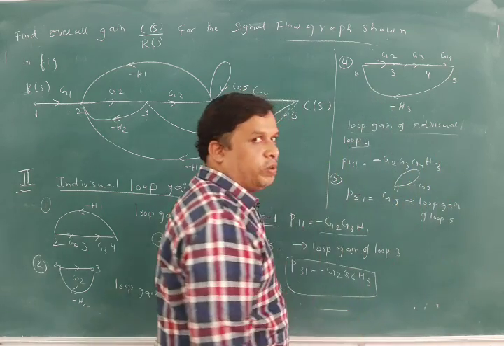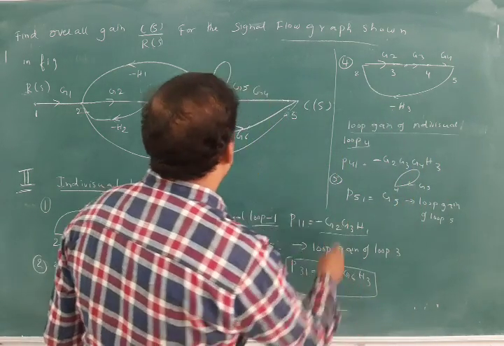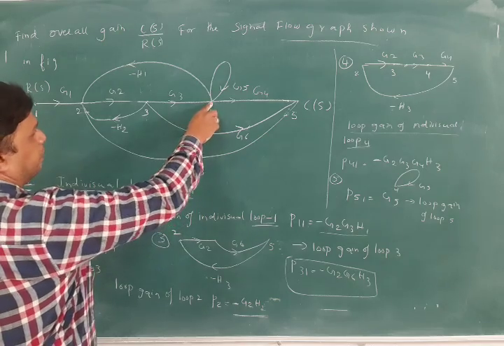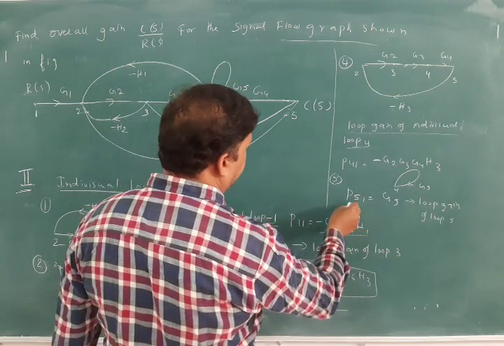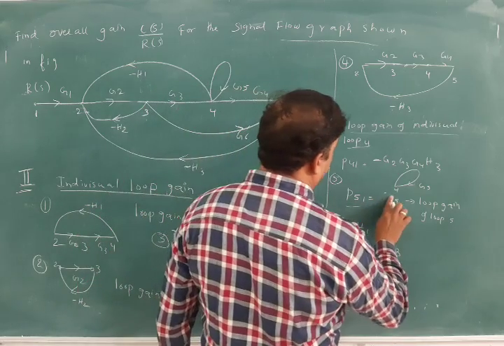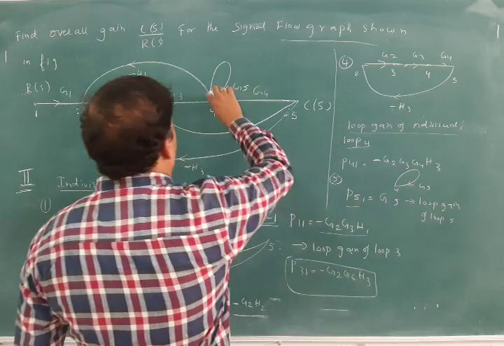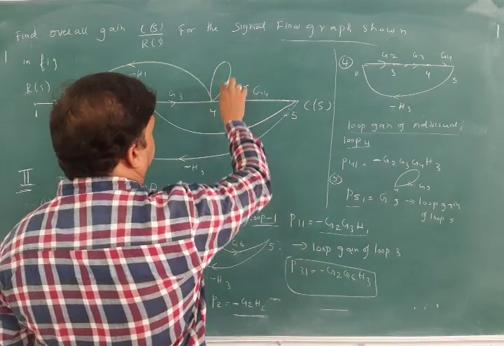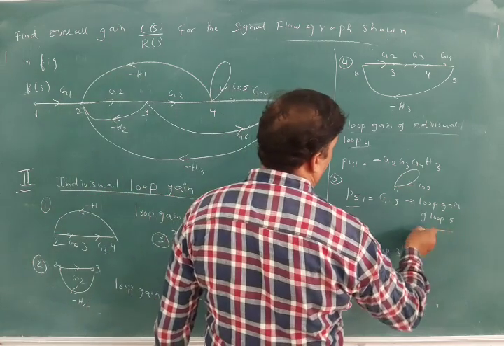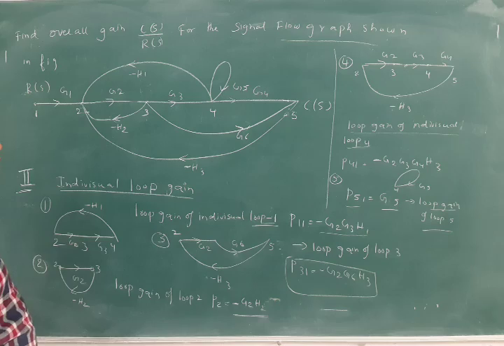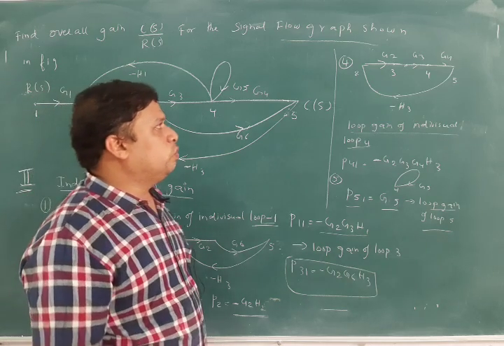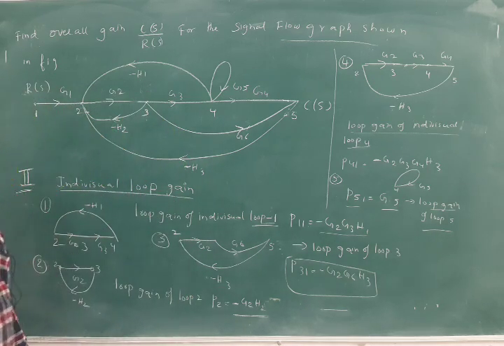And the last individual loop is the fifth loop, that is P51. You can write P51 equals G5, because here the gain is a small gain G5. The individual loop gain of loop 5 is given by G5. So we have got 5 individual loop gains. After finding the individual loop gains, we will move to the next step now.